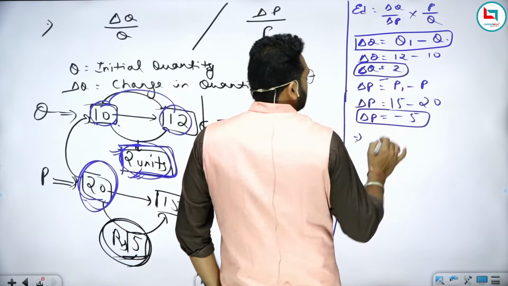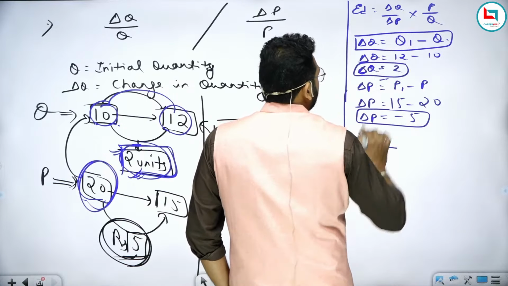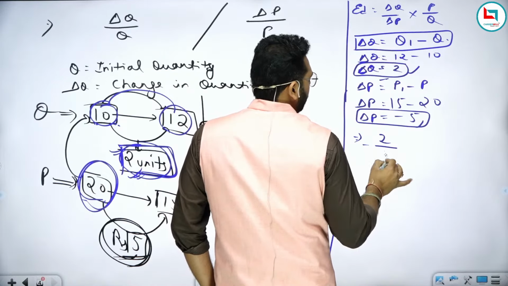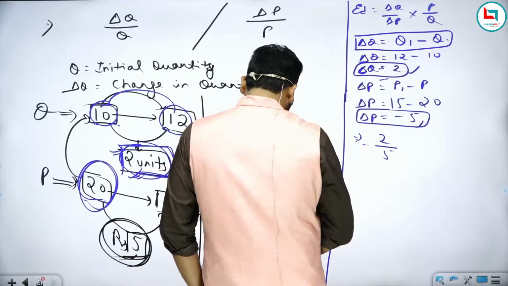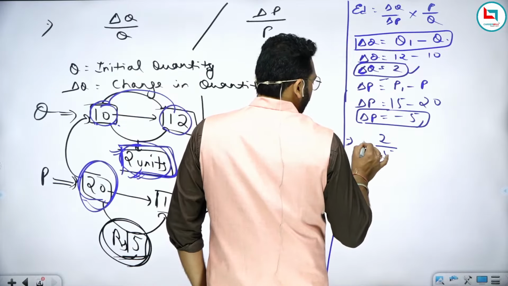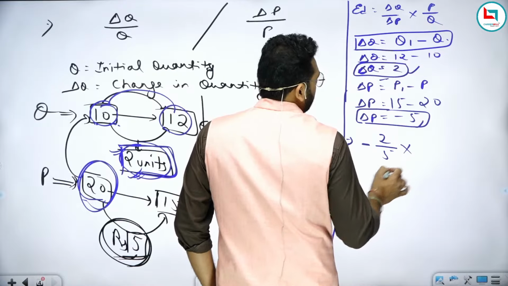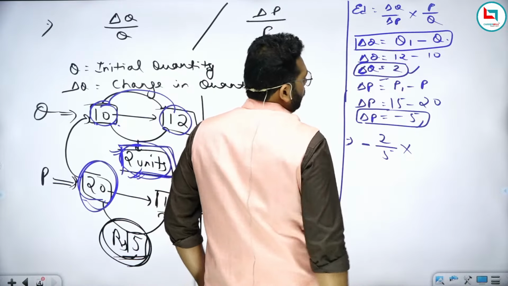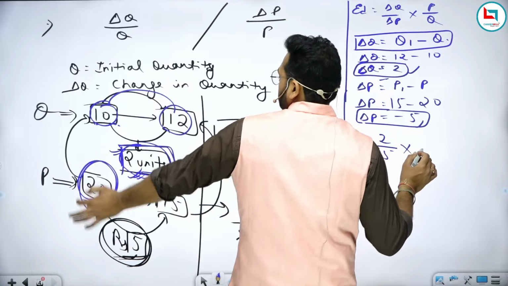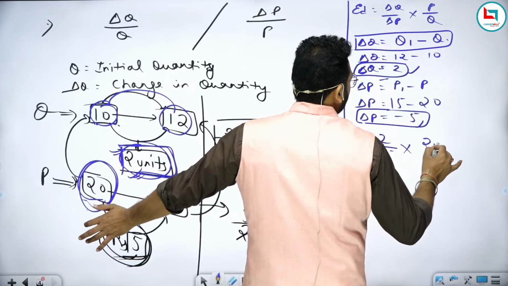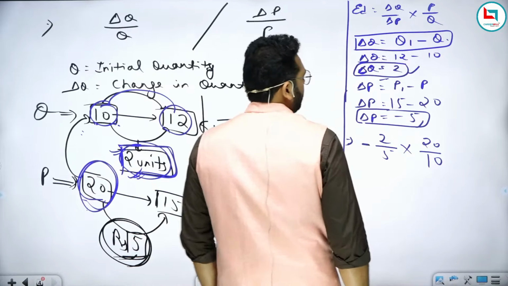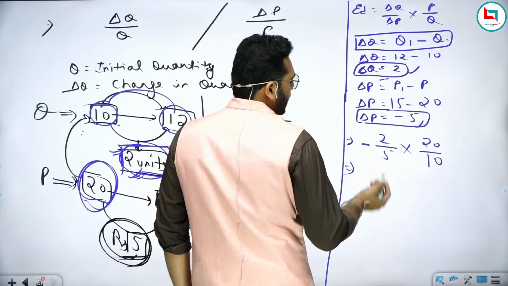Delta Q's value is 2. Delta P's value is minus 5, right? Multiply by P upon Q. P means what? Initial price. Initial price was 20. Initial quantity was 10, right? It's very easy. You can calculate it.